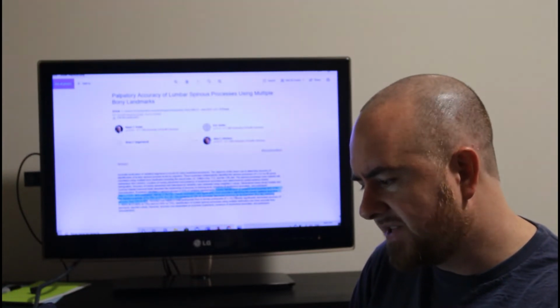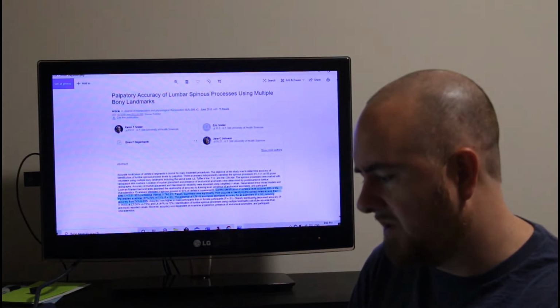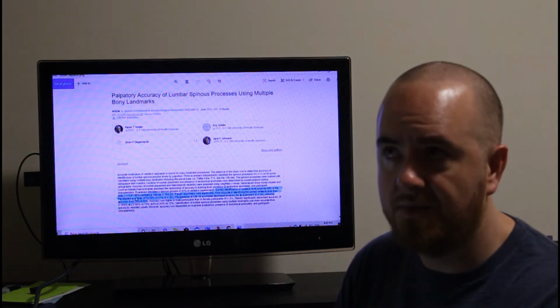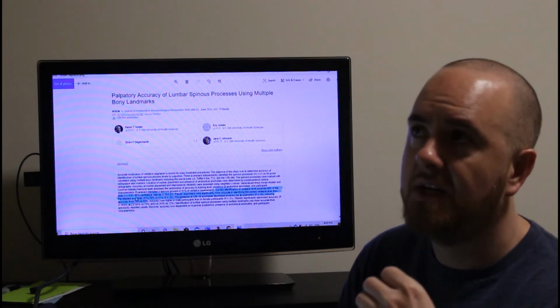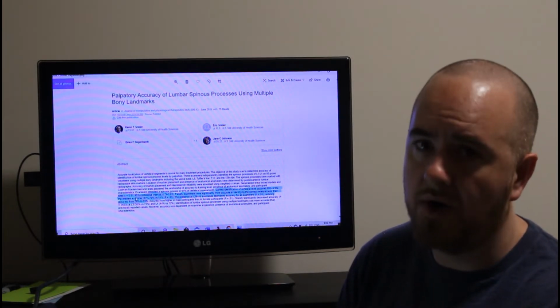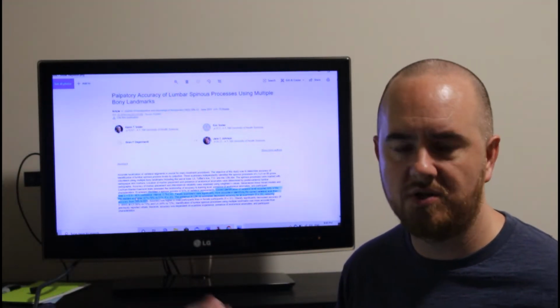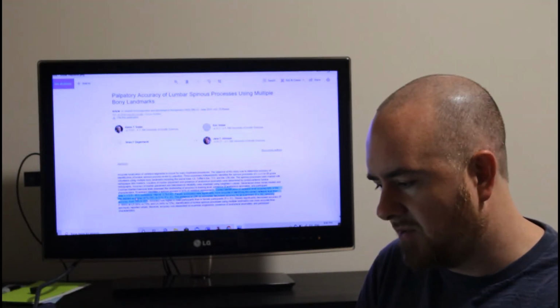The presence of 12th rib anomalies decreased accuracy for all examiners, reducing accuracy from 74 to 55%. So if somebody has a 13th rib or an anomaly with their 12th rib, maybe their 12th rib is fairly short, maybe it's much more like a transverse process, that can also throw you off.